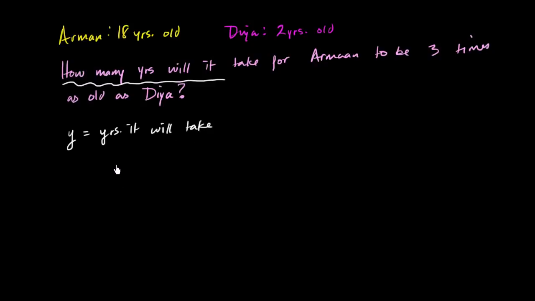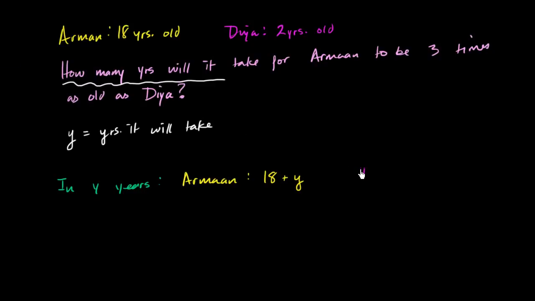So given that, can we now set up an equation, given this information, to figure out how many years it will take for Armand to be 3 times as old as Dia? Well, let's think about how old Armand will be in y years. In y years, Armand is going to be how old? Well, he's 18 right now. And in y years, he's going to be y years older. So in y years, Armand is going to be 18 plus y.